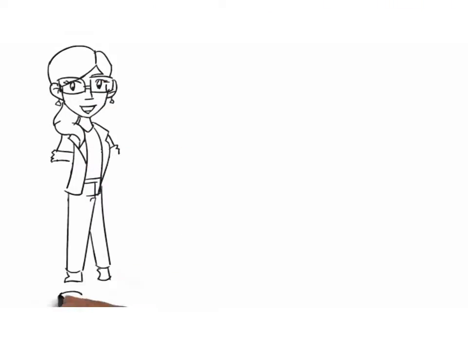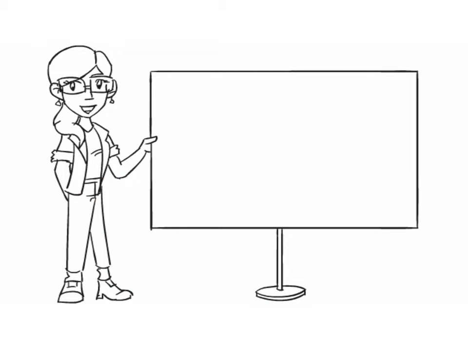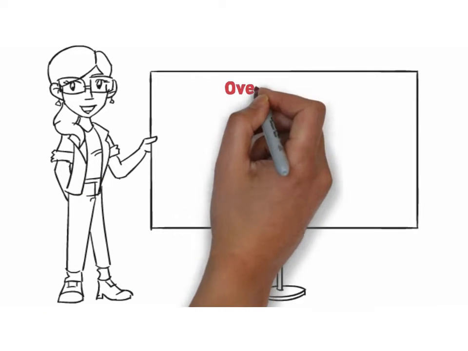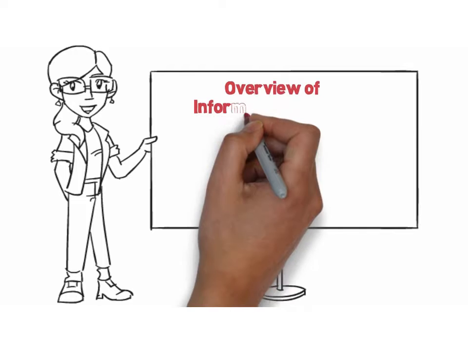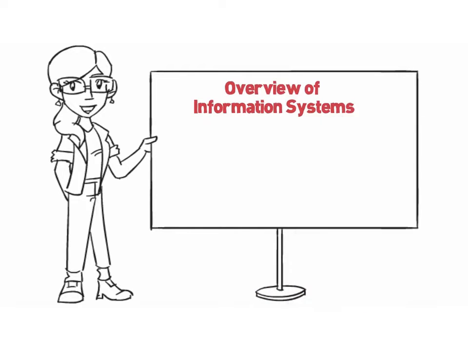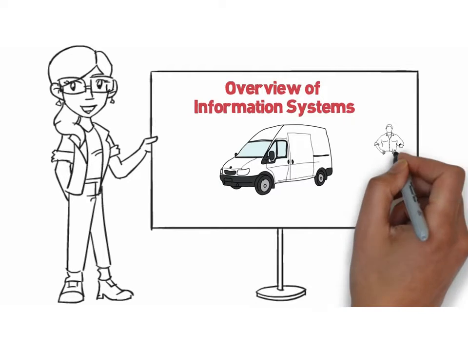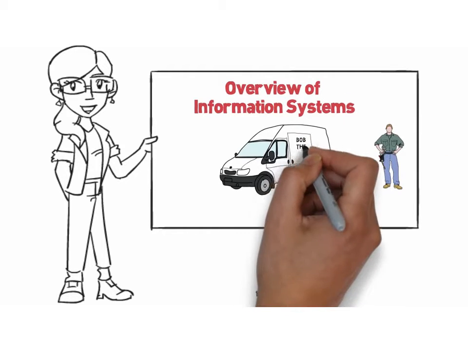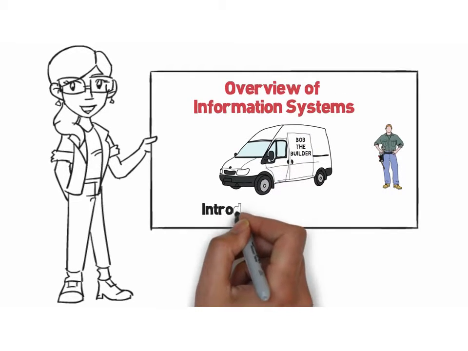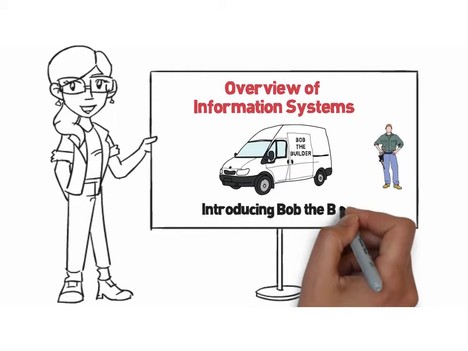Okay, let's take an overview of information systems. We're going to start with this so that you can get an overview of the types of information systems that exist. And we're going to introduce you to Bob the Builder. I couldn't think of anybody else. I thought Bob the Builder was as good as any.